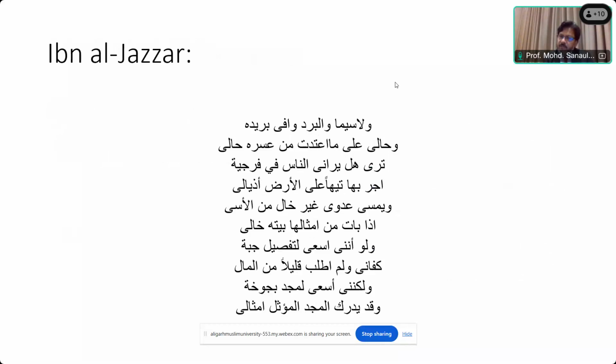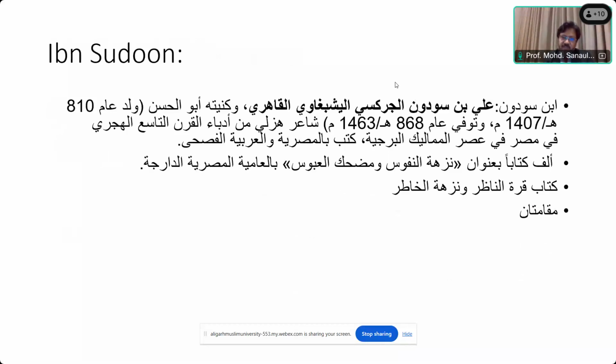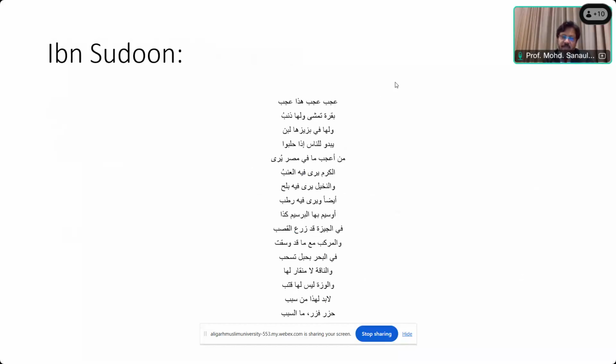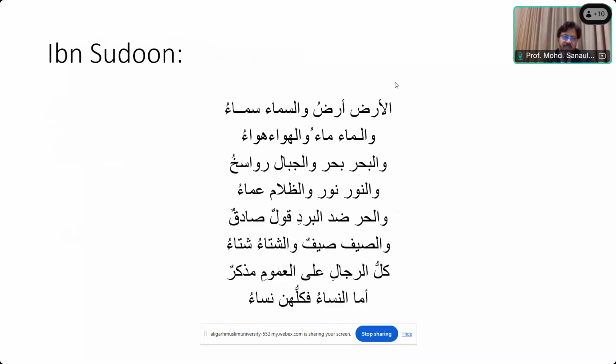We'll be having many others like Ibn Sudun, Ali ibn Sudun al-Jarkasi, Ali Baghawi al-Qahiri, better known for a number of books like Nuzhat al-Nufus or Muzhik al-Abus, alongside Kitab Qurrat al-Nadir wa Nuzhat al-Khatir and Maqamat. We are having several examples by Ibn Sudun: Al-Ardu Ardun wa Sama'u Sama'u wal Ma'u Ma'un wal Hawa'u Hawa'u والنور نور والظلام عماء والحر ضد البرد قول صادق والصيف صيف والشتاء شتاء كل الرجال على العموم مذكر أما النساء فكلهن نساء. This is one of the examples.